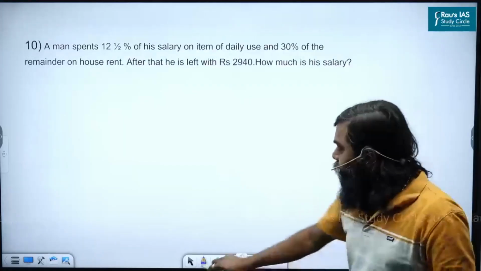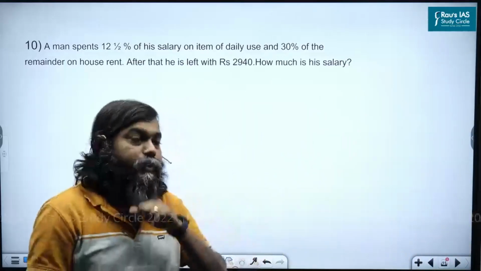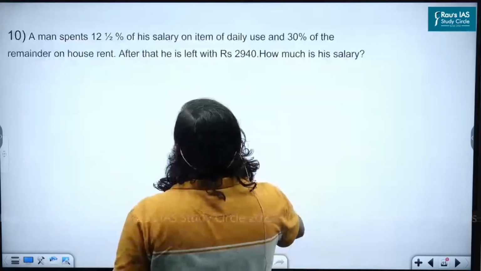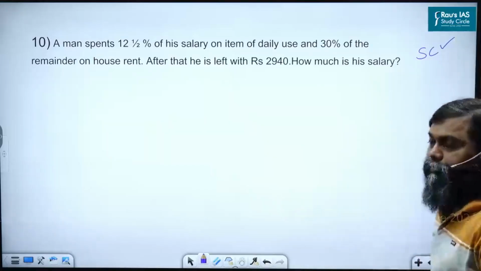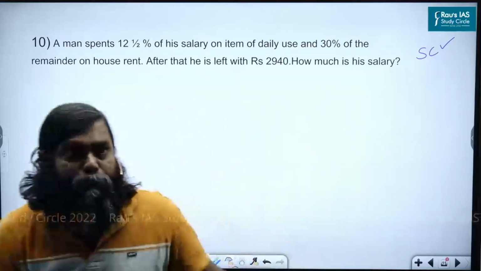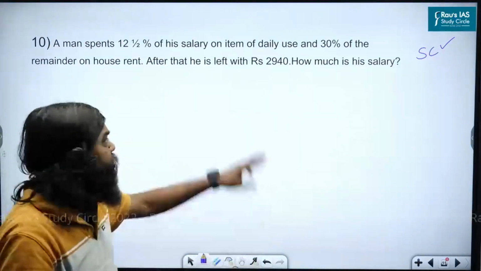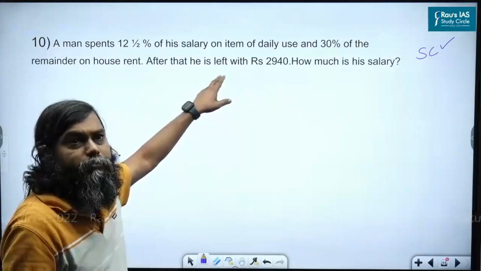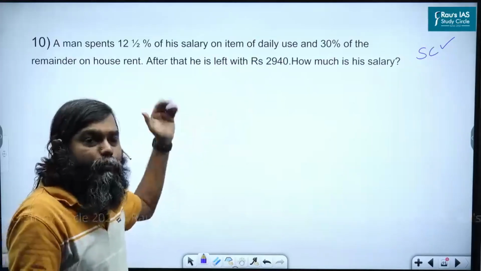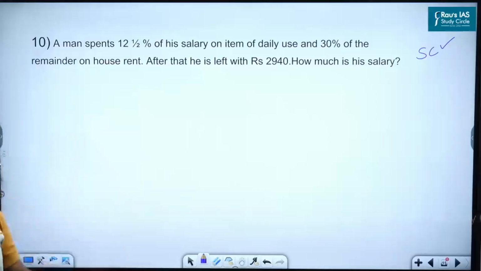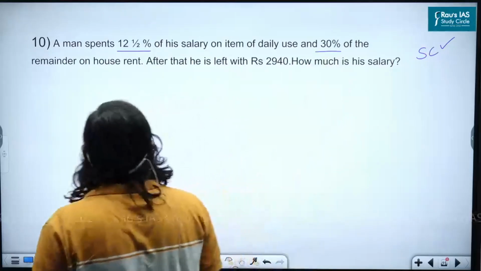Does this question belong to successive changes or not? Yes, sir. So which interpretation will you not prefer? Can you prefer first? No, sir. What is given, what is asked? Final is given, original is asked. Okay. Can you prefer first interpretation? No. Second interpretation, generalization? No.